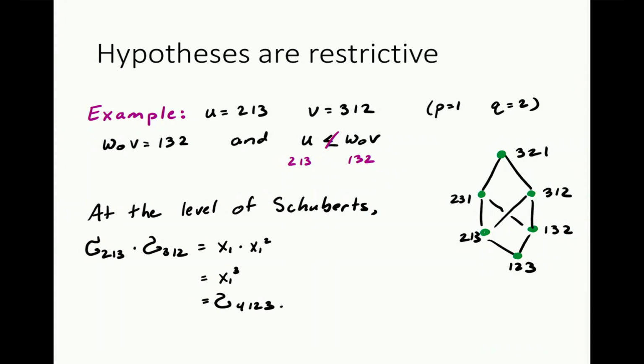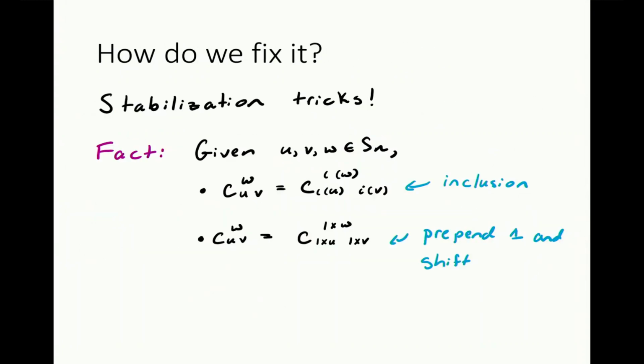So at the level of Schuberts, this computation looks like I want to multiply x1 times x1 squared. And we can't do this with this setup. So yeah, it's a little bit sad. But we can play combinatorial tricks and we can soup up Weiser's rule to get a whole bunch of other stuff. So how do we fix this? We're going to fix it with a bunch of cheap stabilization tricks.